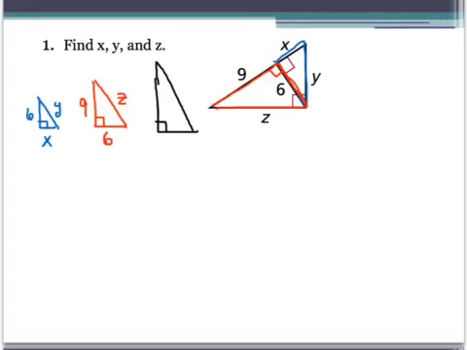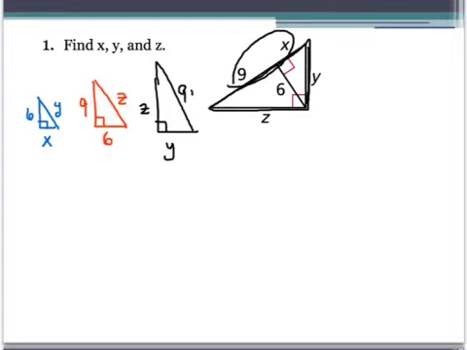And my large triangle, let me erase what I already have, is going to be the whole thing right there. So my small leg is Y. The long leg is Z. And the hypotenuse is going to be 9 plus X. I have to add those 2 together. Okay, so let's see if we can come up with a proportion to solve for one of our variables.